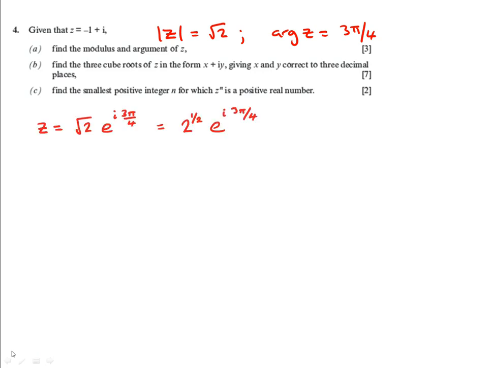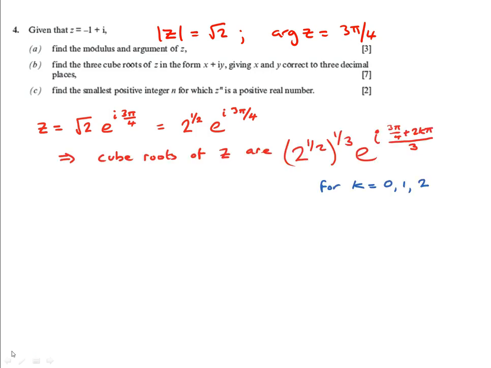We know that the modulus of z is root 2, the argument of z is 3 pi by 4, so we have z is 2 to the half times e to the i 3 pi by 4. So the cube roots of z are going to be 2 to the half to the third times e to the i (3 pi by 4 plus 2k pi) divided by 3, where k can take the values 0, 1 or 2.